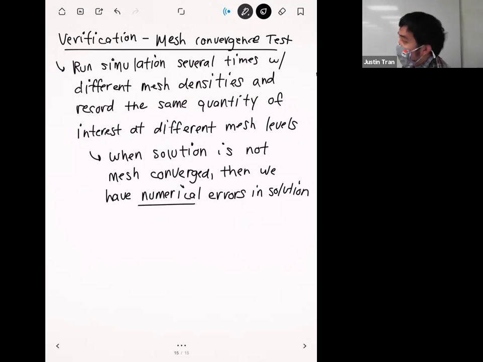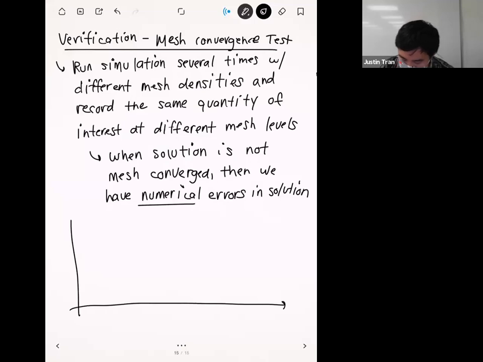And when we have a numerical error, all we say is that we have these equations we're trying to solve, but the mesh density just isn't there for us to get a good quality solution. All right. And so you've all seen mesh convergence tests, but let me just draw one here for completeness.